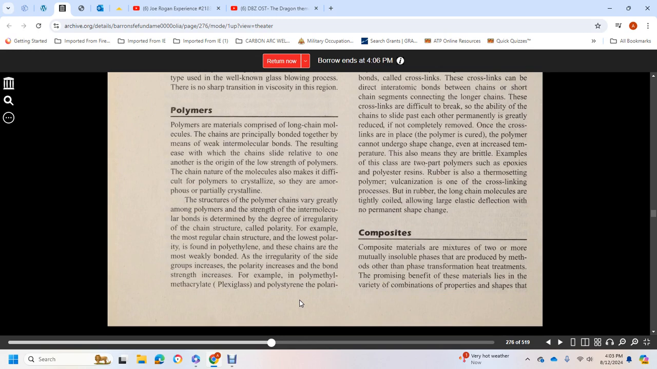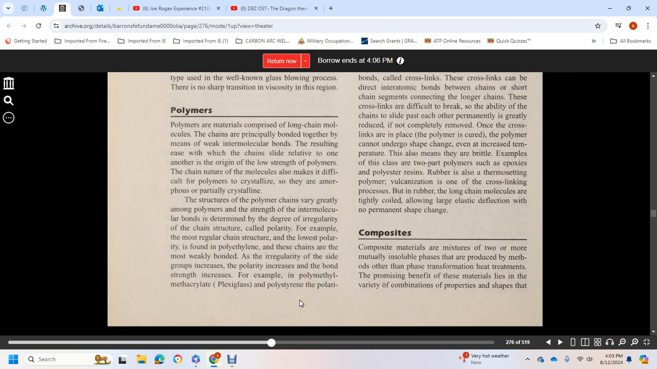Polymers. Polymers are materials composed of long chains of molecules, with the chains principally covalently bonded, while weak intermolecular bonds between the chains result in the ease with which chains slide relative to one another. This is the origin of the low strength of polymers. The nature of the molecules also makes polymers difficult to crystallize, so they are amorphous or partially crystalline. The structure of the polymer changes greatly among polymers.